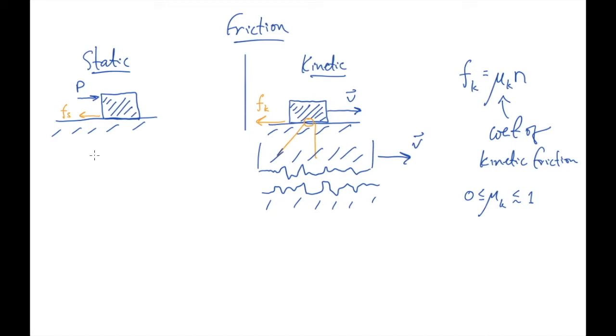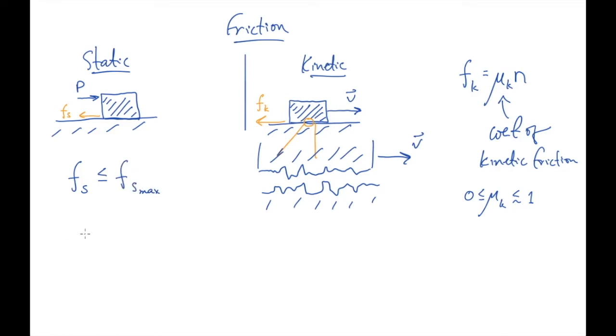But there's a maximum value. I can overcome friction. I can push hard enough that friction can't push back with the same magnitude so that I can break this thing free and move it so that I go into the kinetic case. Static friction takes any value it needs to up to a maximum. We write that like this. Static friction is less than or equal to some maximum value.